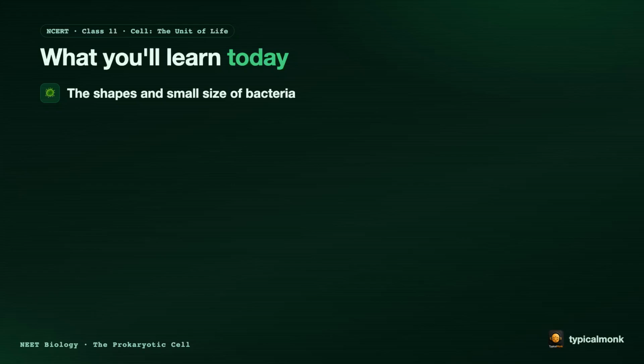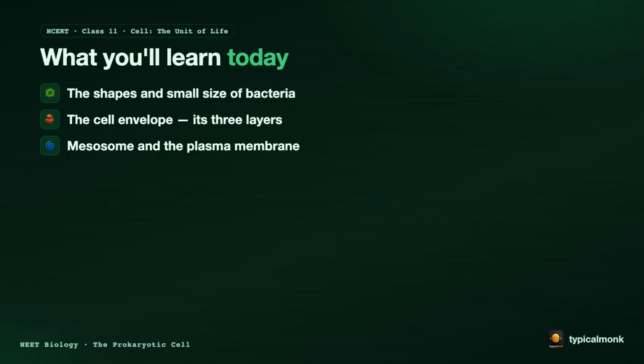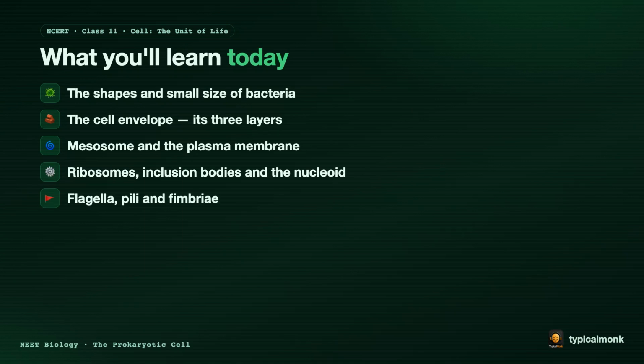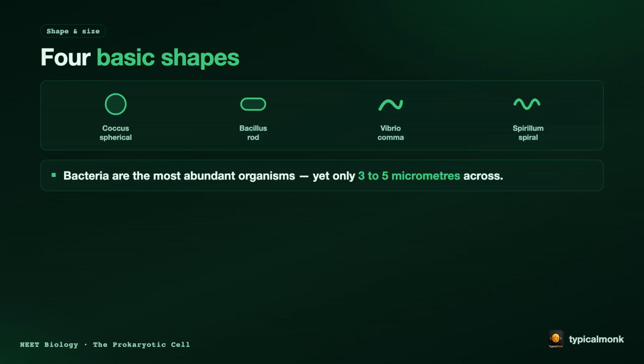Here is today's path, 5 easy stops. First, the shapes and the small size of bacteria. Second, the cell envelope, that is the 3 outer layers. Third, the mesosome and the plasma membrane. Fourth, ribosomes, inclusion bodies and the nucleoid. And fifth, flagella, pili and fimbriae.